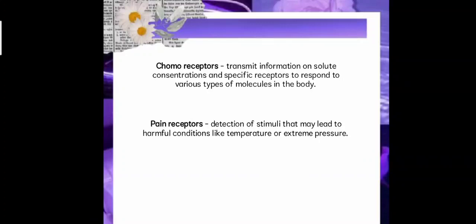Next is the chemoreceptor. It transmits information on solute concentrations and has specific receptors to respond to various types of molecules in the body. The last one is pain receptors, which detect stimuli that may lead to harmful conditions, like extreme temperature or pressure. So pain receptors trigger defensive reactions to withdraw from imminent danger.